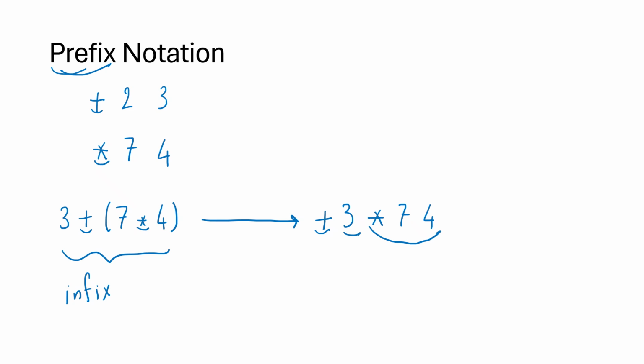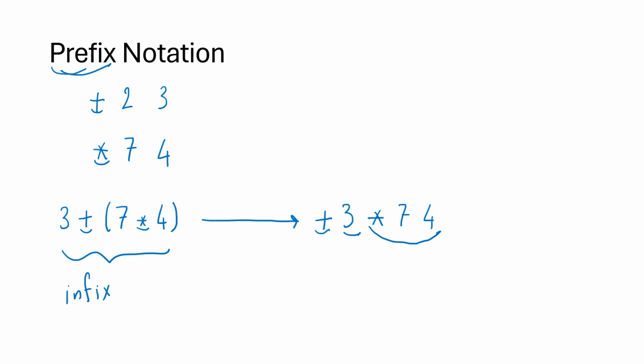Okay, so 7 times 4 is 28, and then 3 plus 28 is 31. And it turns out that prefix notation and also the next one, postfix notation, in many applications are easier to process in terms of writing a program and so on than the method that we are used to, which is the infix notation. So infix notation is easier for us to see and understand, but if you want to write a program that manipulates these expressions and evaluates them, prefix and postfix notations, depending on the application, can be easier to deal with.